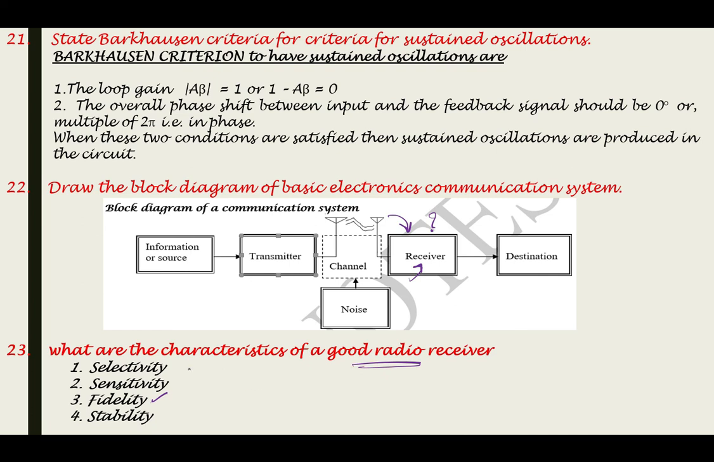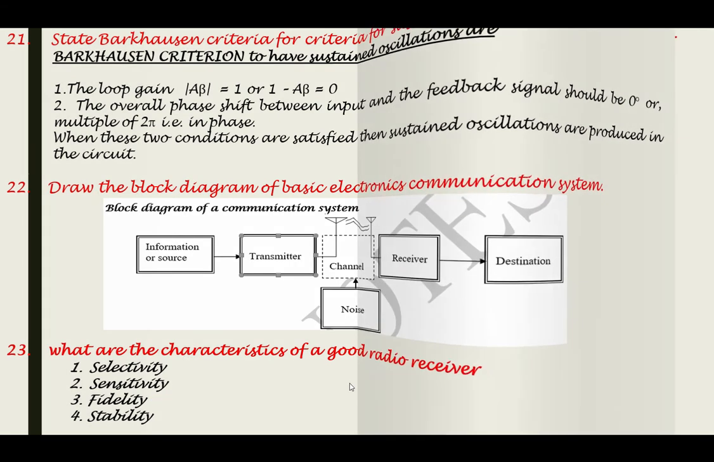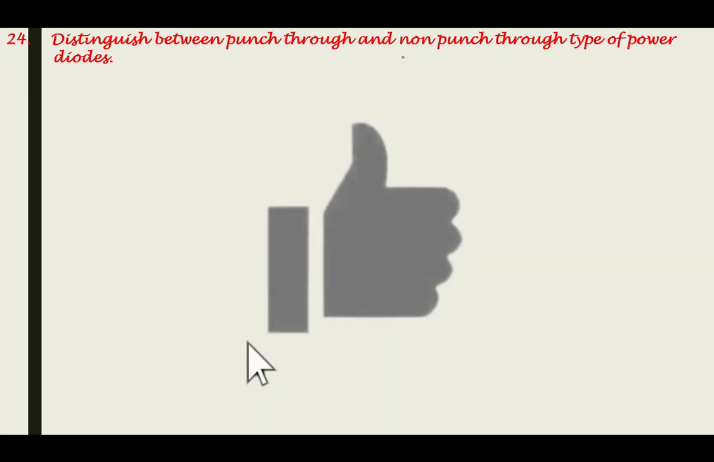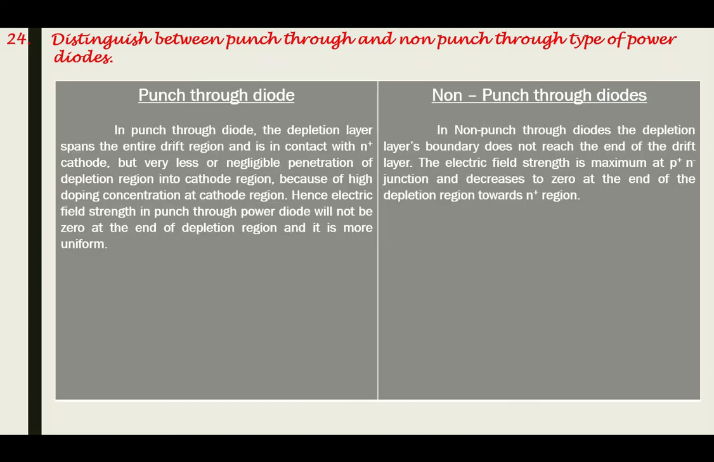This comes in the chapter demodulation. Then the next chapter question is: distinguish between punch through and non-punch through type of power diodes. I have given it here in table form. You can reduce this and write for 2 marks. Since I have to give the complete explanation, I have given this.